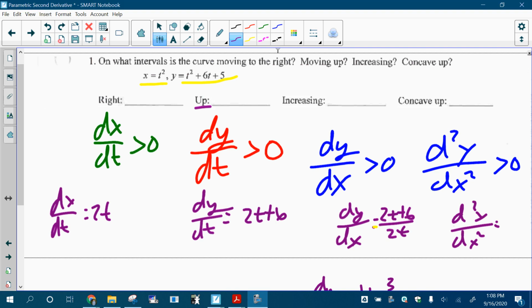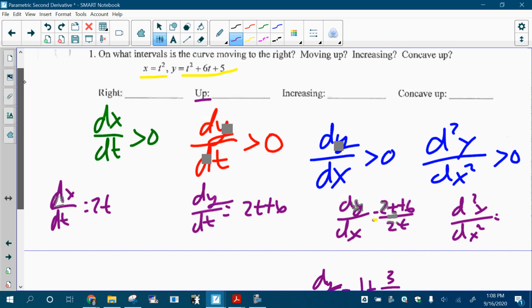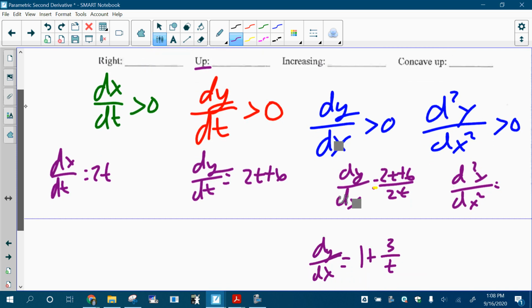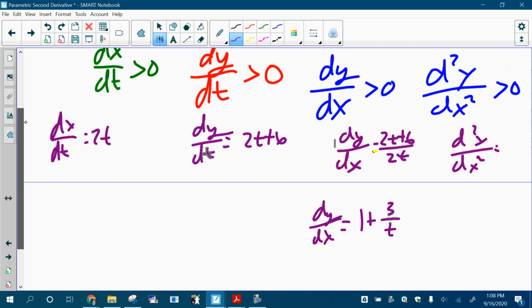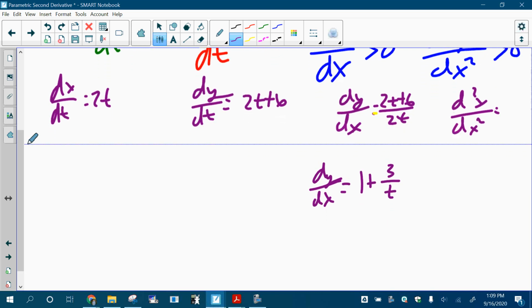So for dy/dt, I got 2t, for dx/dt, I got 2t. For dy/dt, I got 2t plus 6. For dy/dx, I stack those, simplify it. I got 1 plus 3 over t.